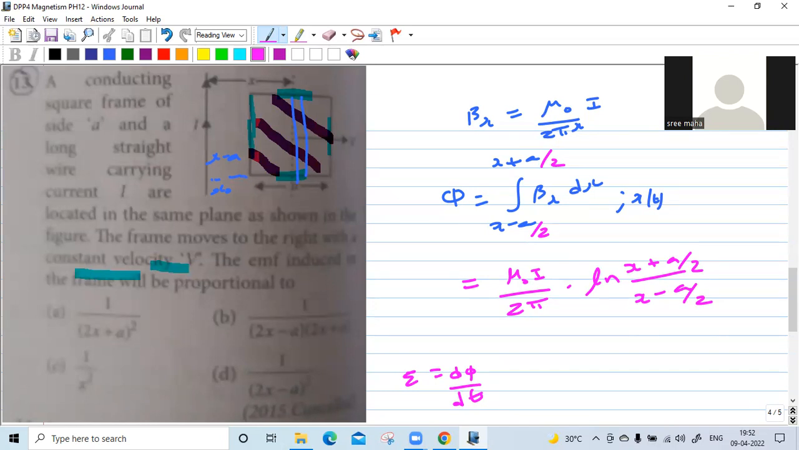That's the magnetic field into area only, yes. So x into then a by a, just a constant. The area of that strip is a into dx.